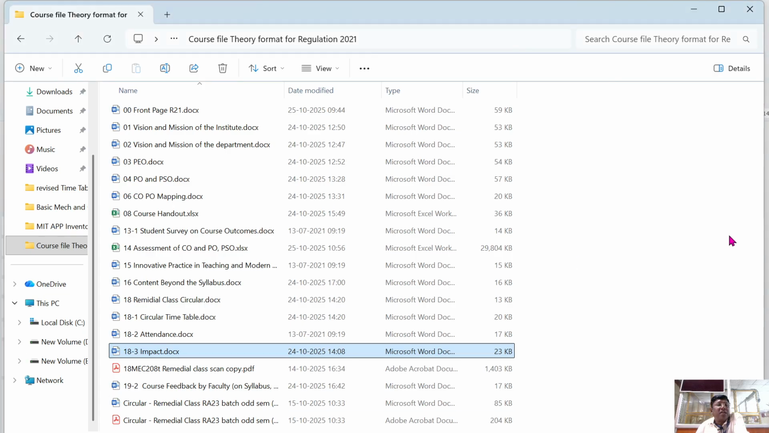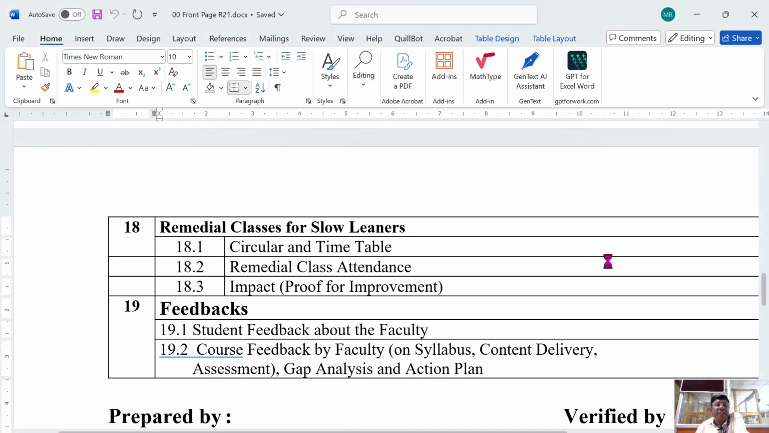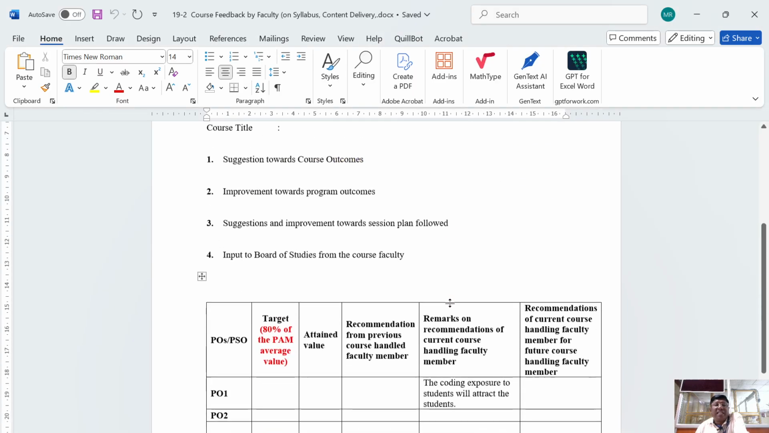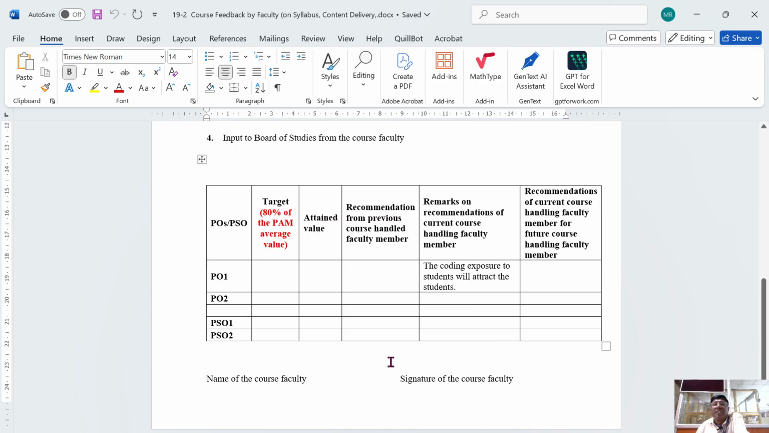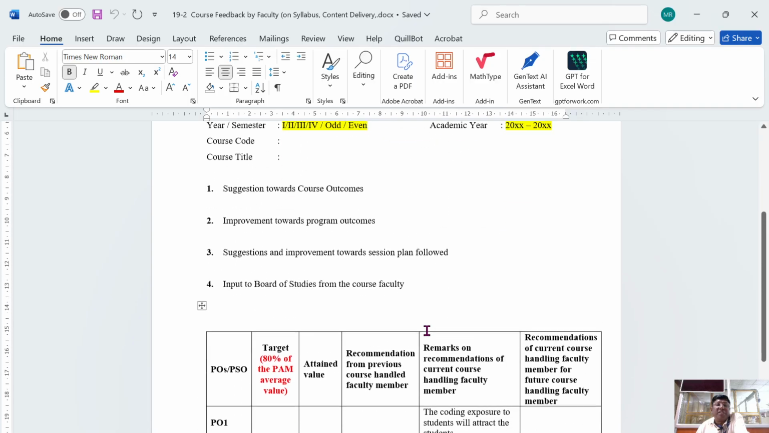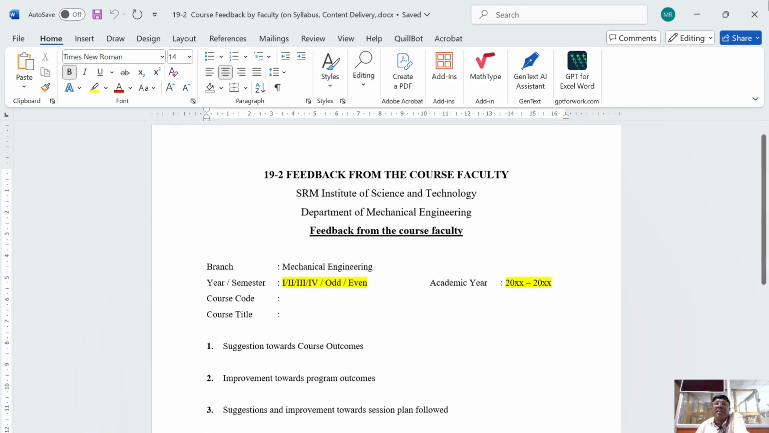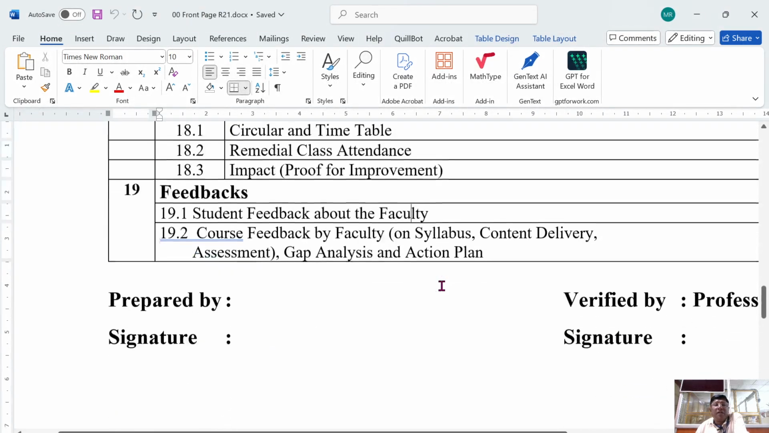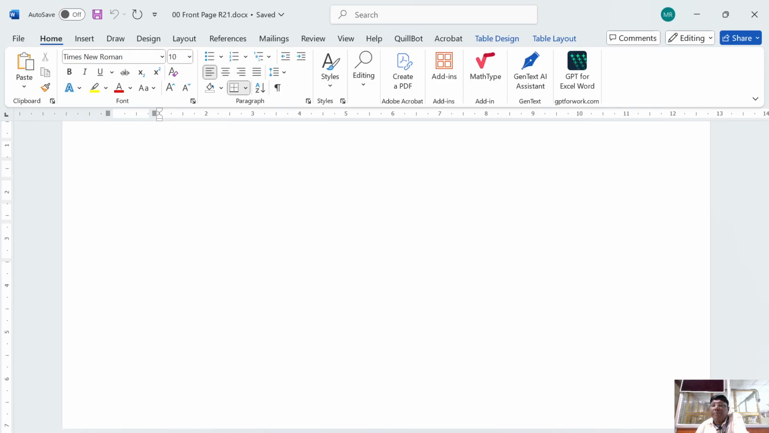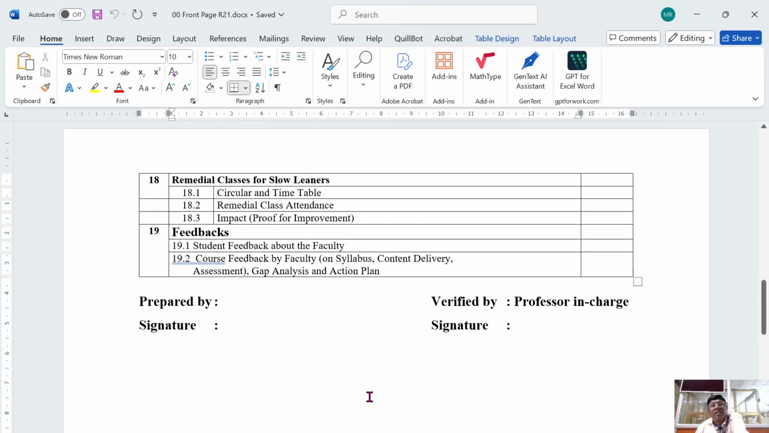The college gets feedback about the faculty, and that has to be given as 19.1. And finally, course handling by the faculty, 19.2, course assessment, and the PO PAM matrix. This is the final one given in the consolidated sheet, and that has to be given here. Like that, we have to prepare the course file for our NBA visit. It covers all the content required for the NBA visit. Thank you.